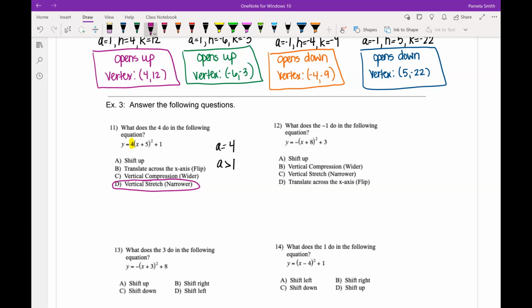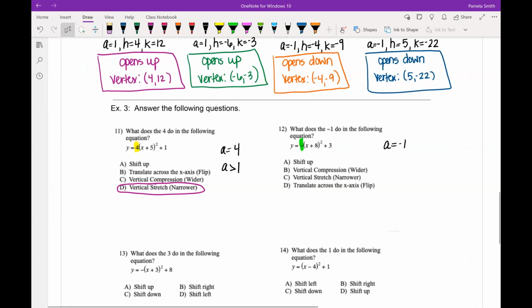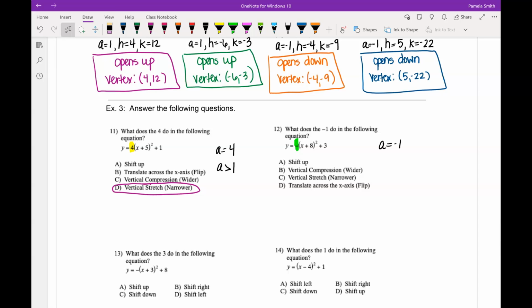Number 12, what does the negative 1 do in the following equation? Again, the negative 1 is out here in front of the parentheses. So in this case, A is negative 1. And how this was worded on this particular one. When A is negative 1, we know it opens down. And that's the same thing as saying translating it across the x-axis or flipping it. That means the same as opens down.